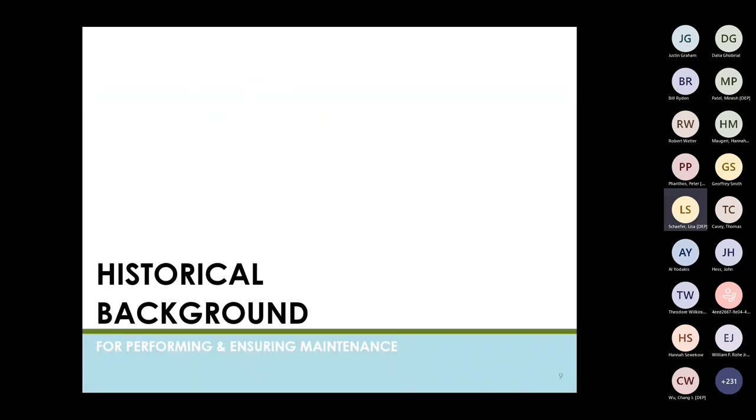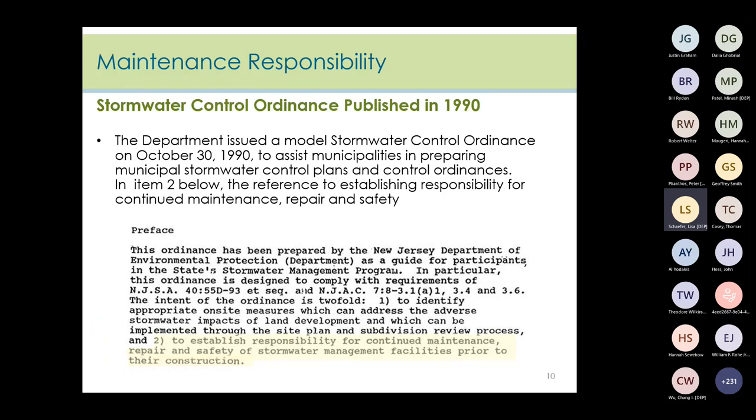So let's take a look at the historical background for performing maintenance, and then we'll go forward. So the responsibility to perform maintenance is not a new requirement, as you can see from the 1990s Stormwater Control Ordinance model. The ordinance is designed to comply with the maintenance requirements in the stormwater management rules. An intent of this was to establish responsibility for continued maintenance, repair, and safety of stormwater management facilities before they're even constructed.